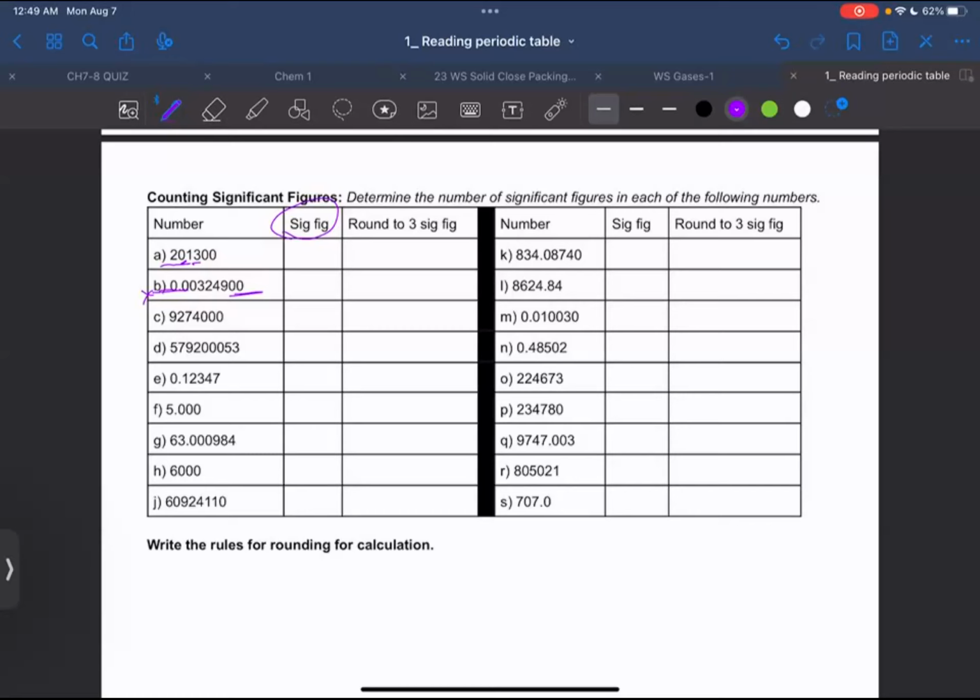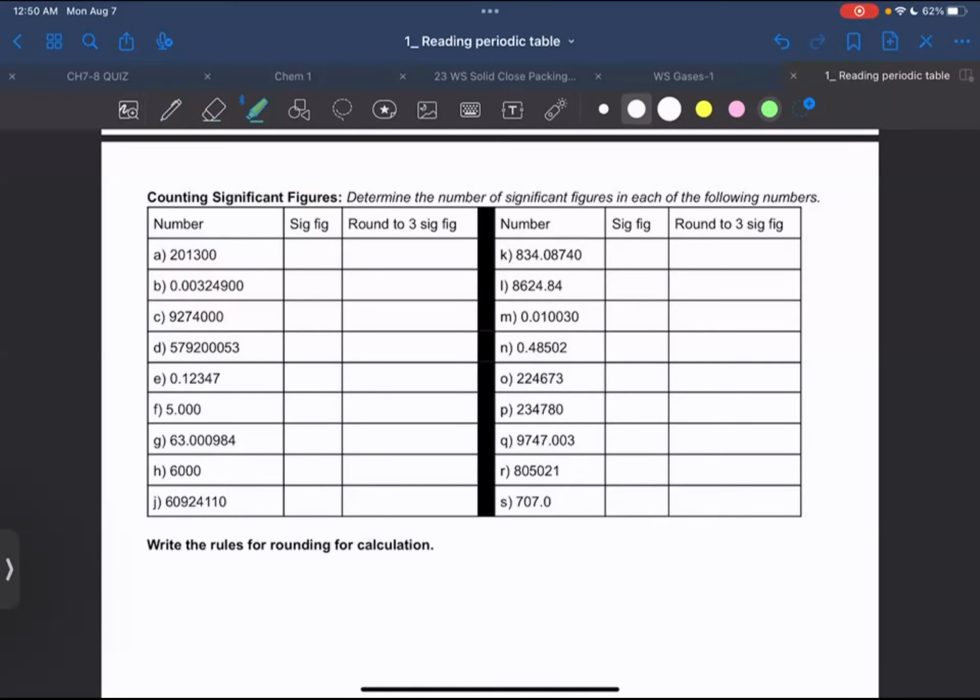Again, the rules are: zero in the front is never significant. Non-zero numbers are always significant. Zeros sandwiched in between non-zero numbers are always significant. Now sometimes zeros at the end are only significant if there is a decimal somewhere in the number. So for that reason, the easiest way to do it is the box method.